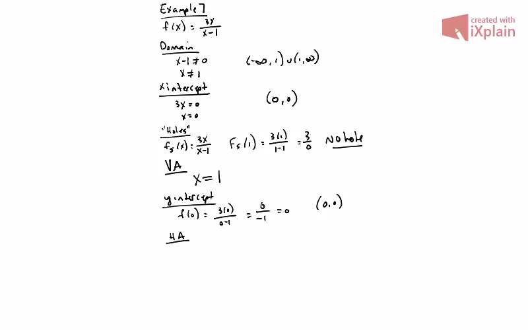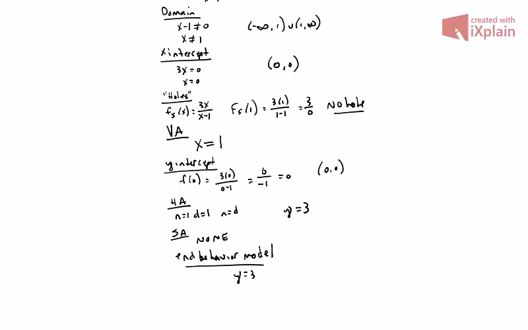Horizontal asymptote. Compare the degree in the numerator and the denominator. They are equal. So y equals 3. That's the ratio of the leading coefficients. If you have a horizontal asymptote, you have no slant asymptote, and the end behavior model is always one of those things. So y equals 3 in this case.